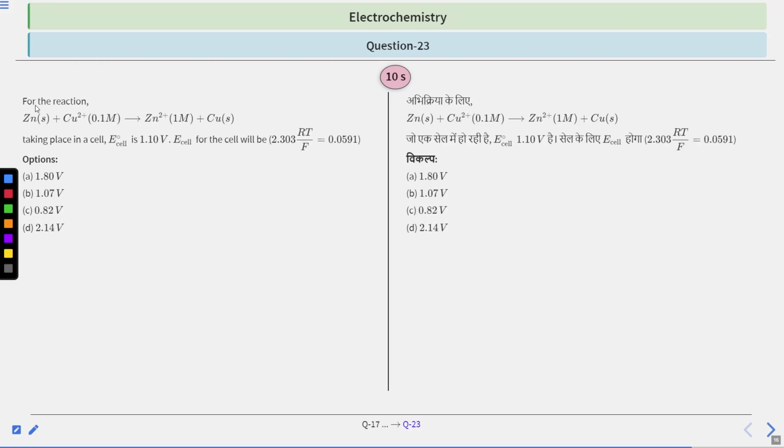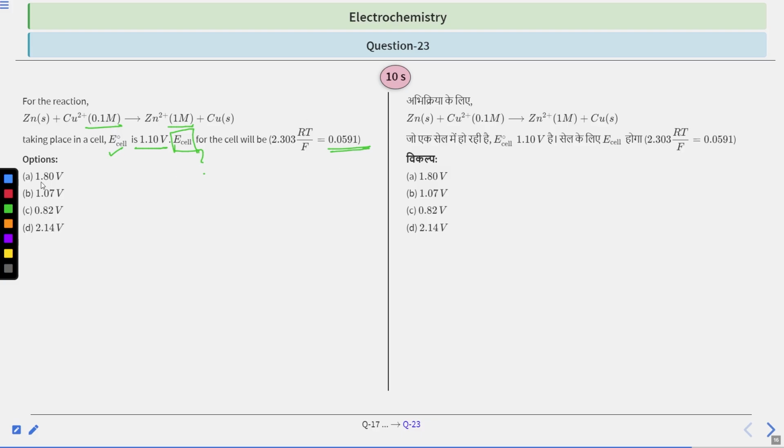Question number 23. For the reaction zinc plus copper 2 positive, with copper 2 positive concentration given as 0.1 molar, giving us zinc 2 positive, which is 1 molar, plus copper, taking place in a cell, E naught of the cell is 1.1 volt, and E of cell for the cell will be? So we have to find out the E cell value. E naught is given here, and it is given that 2.303 RT by F equals 0.0591. So we will take this value as equal to this.